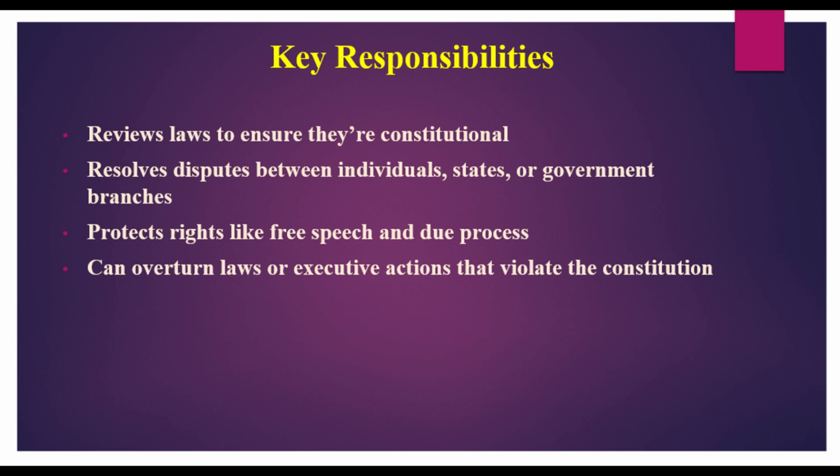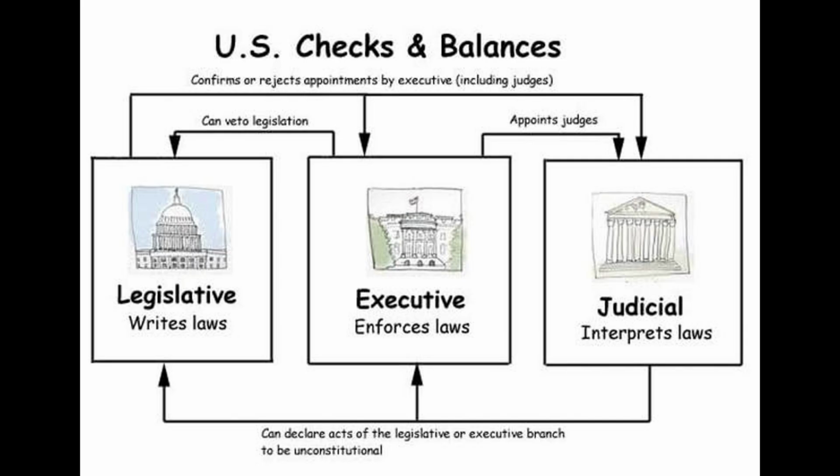And for state courts, each state has its own court system for local laws. The task of this judicial branch is to review laws to ensure they are constitutional, resolve disputes between individuals, states, or government branches, protect rights like free speech and due process, and overturn laws or executive action that violate the Constitution. For check and balance, the judicial branch can strike down laws passed by Congress and can block executive action by the President, and Justices are appointed by the President but must be confirmed by the Senate.